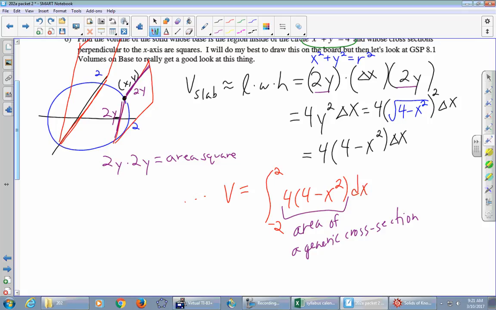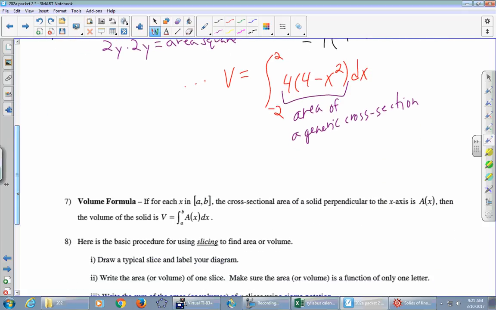And that turns out to be true anytime you're doing a cross-section problem. So here's a volume formula in number 7. If for each x, the cross-sectional area of a solid perpendicular to the x-axis is given by A of x, that's just supposed to represent an area formula for a generic x, then the volume of the solid is just the integral from a to b of the area formula dx. That thing underlined in purple is just an area formula, the area of a generic x, the area of that cross-sectional square. So it turns out that's always the conclusion for cross-section problems.